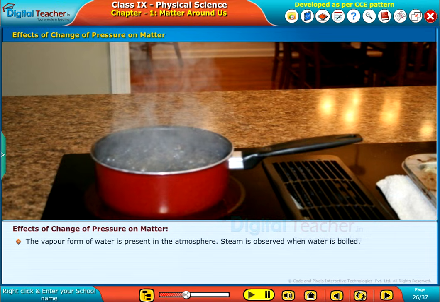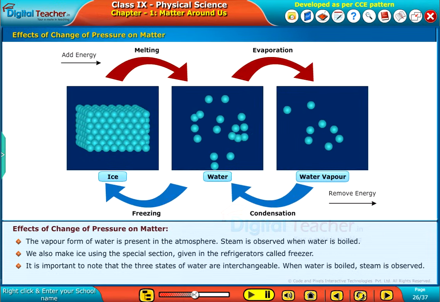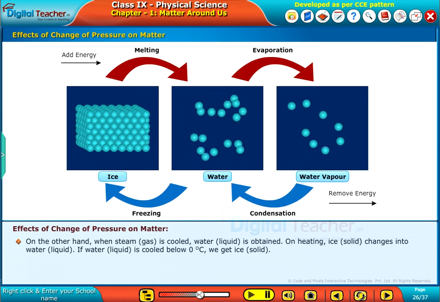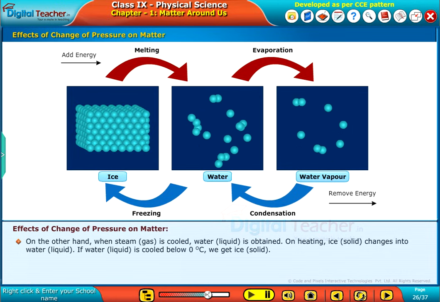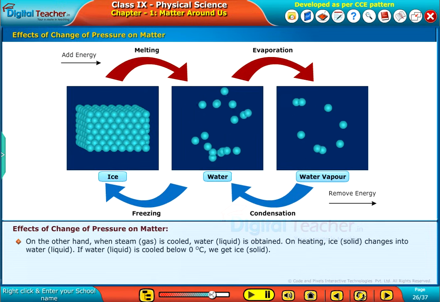Steam is observed when water is boiled. We also make ice using the special section given in the refrigerators called freezer. It is important to note that the 3 states of water are interchangeable. When water is boiled, steam is observed. On the other hand, when steam, that is gas, is cooled, water, that is liquid, is obtained. On heating, ice, that is solid, changes into water, that is liquid. If water, that is liquid, is cooled below 0 degrees centigrade, we get ice, that is solid.